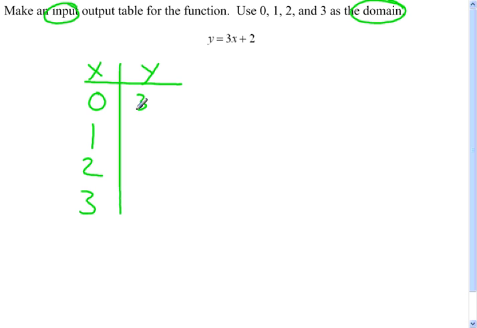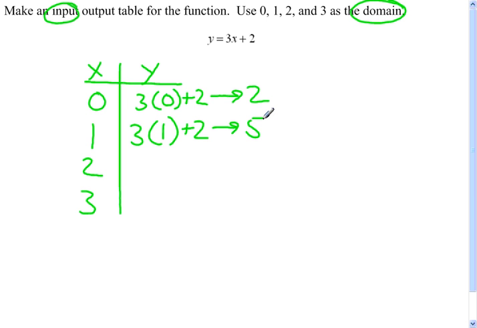So for the first one, when X is equal to 0, we know that Y is going to equal 3 times 0 plus 2, and 3 times 0 is 0, 0 plus 2 is 2. So when 0 goes in for the input, 2 comes out for the output. Now let's plug 1 in. 3(1) + 2. We simplify this. 3 times 1 is 3. 3 plus 2 is going to be 5. So when we use 1 for the input, the output is 5.